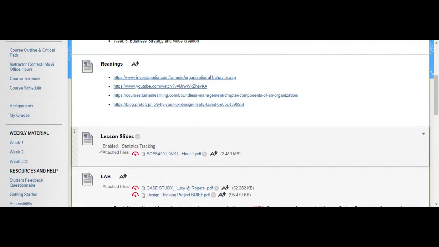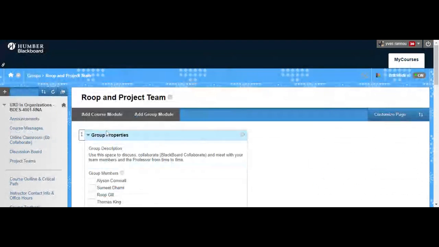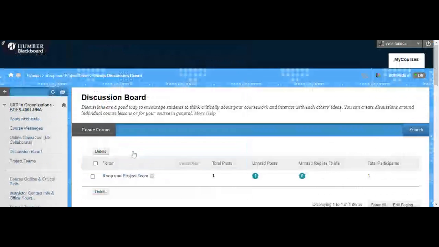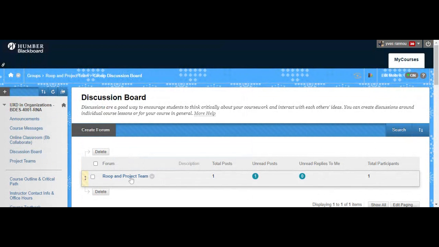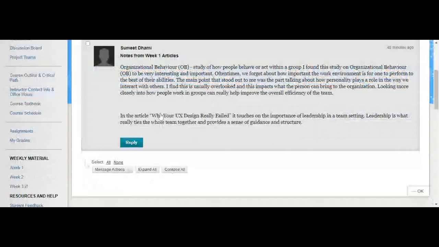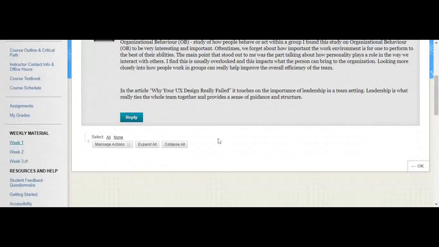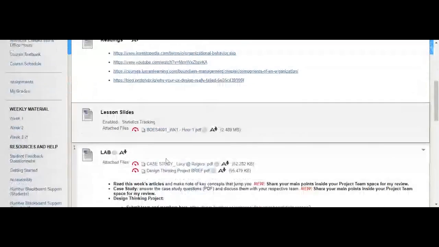I'm able to go at any point into any of the project teams, and I can see on the discussion board if there's anything about that particular element. Notes from week 1 articles. Great. So there is a note. Sumit has submitted their notes in the discussion board. So all you have to do is follow the instruction. I will tell you where I want that information depending on the items. And as a rule, the labs are really considered this week.